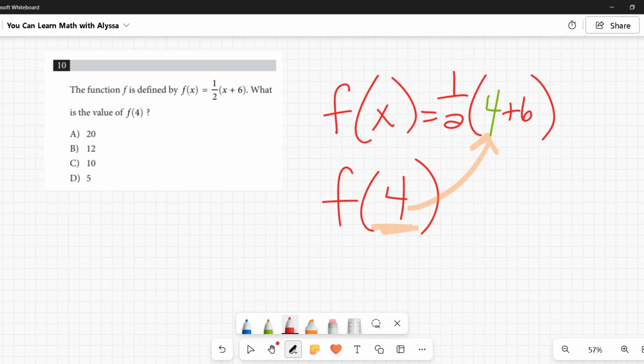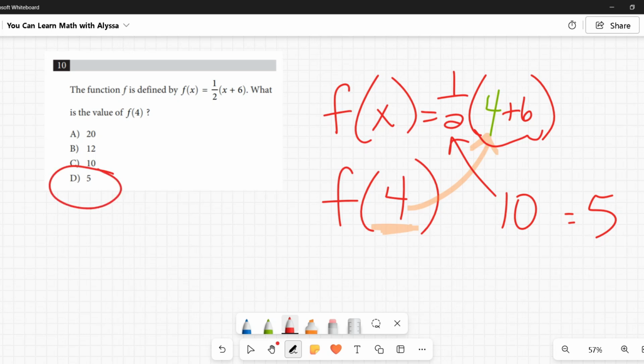And then we just do the math. 4 plus 6, our order of operations, we do the parentheses first. 4 plus 6 is 10. And then I multiply that by a half. A half times 10 is 5. So I plugged 4 wherever there's an x, plugged it into that original function. I did the math, and I got 5. So that is my answer.